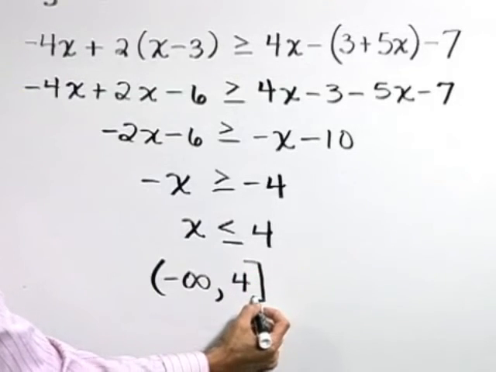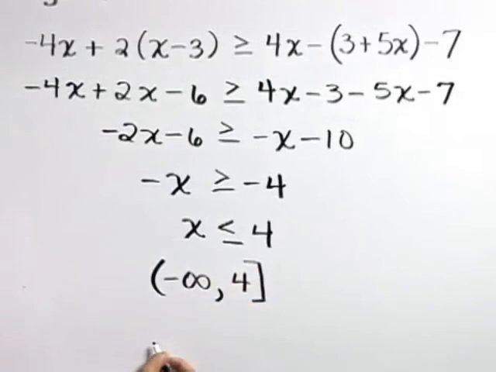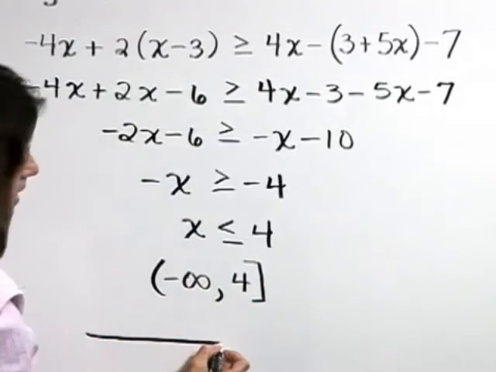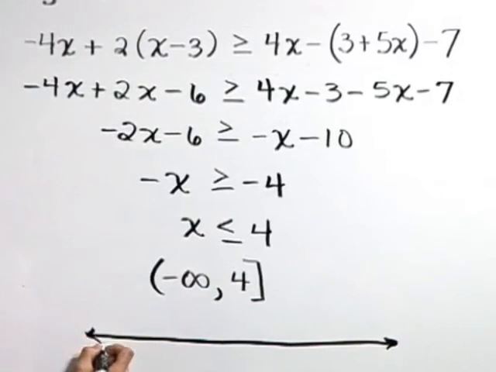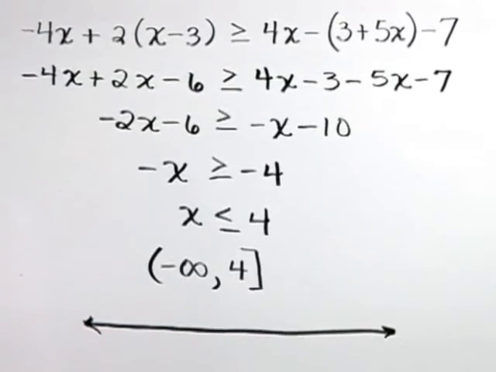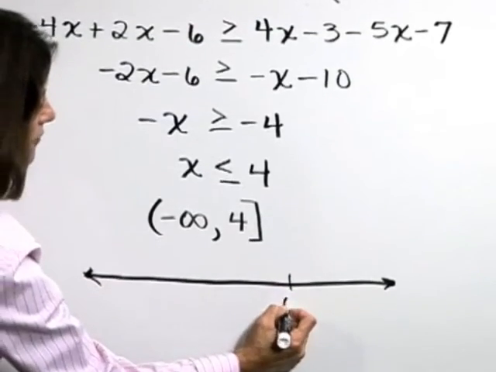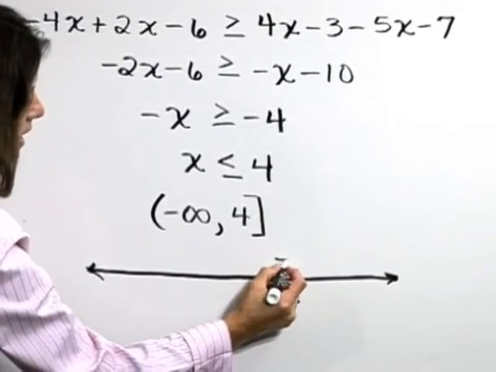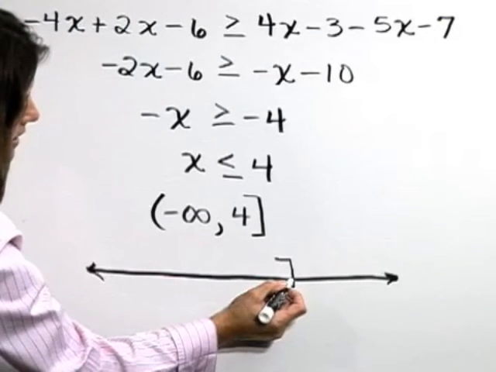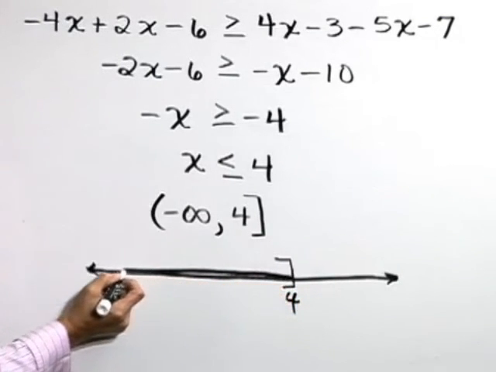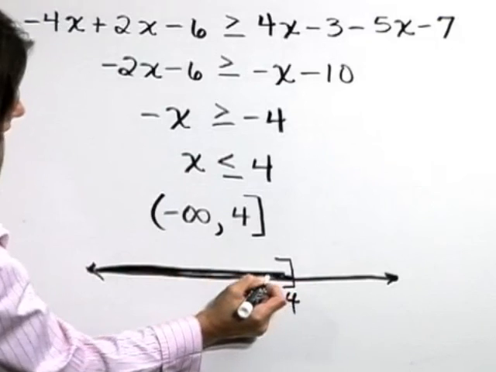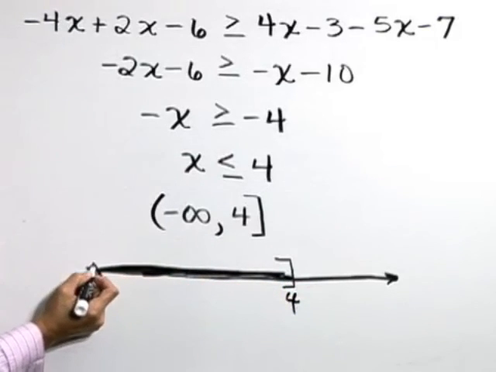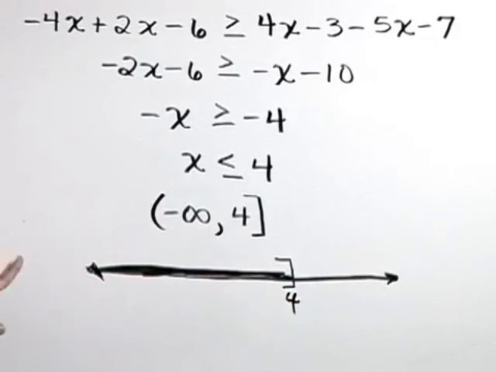The bracket indicates inclusion of the number 4. And lastly, let's graph this solution on the number line. Just locate 4 somewhere on the number line. Let's put a bracket around it and let's highlight these numbers to the left, indicating that that is our solution interval along with a bold bracket. The solution is all those numbers that are less than or equal to 4.